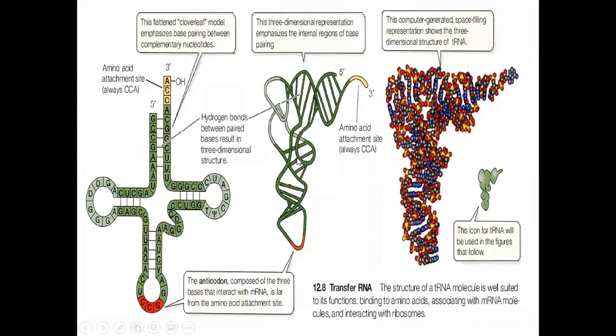Now, if you look at this illustration here, it is depicting three different models of the transfer RNA. The first one is the clover leaf model. This is the clover leaf. The clover leaf model basically emphasizes the base pairing and so on. If you look at the bottom here, we have the anticodon region, and this is the part that comes in contact with the messenger RNA.